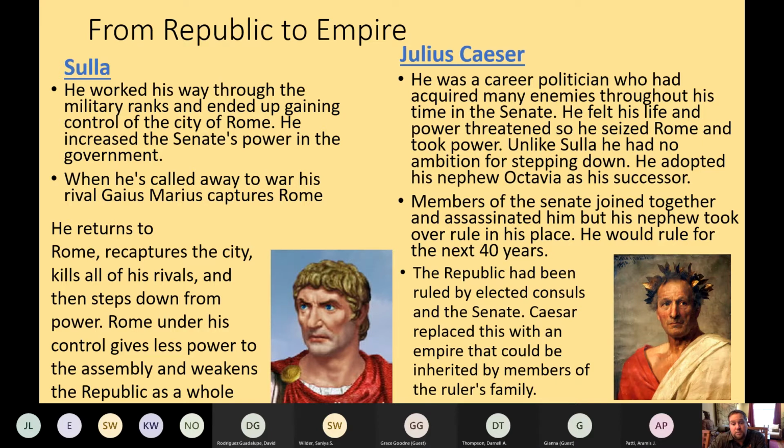The Republic had been ruled by elected consuls in the Senate. Caesar replaced them with an empire that could be inherited by members of his family.